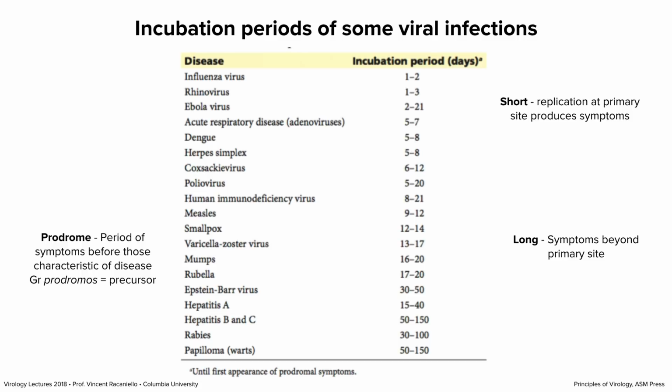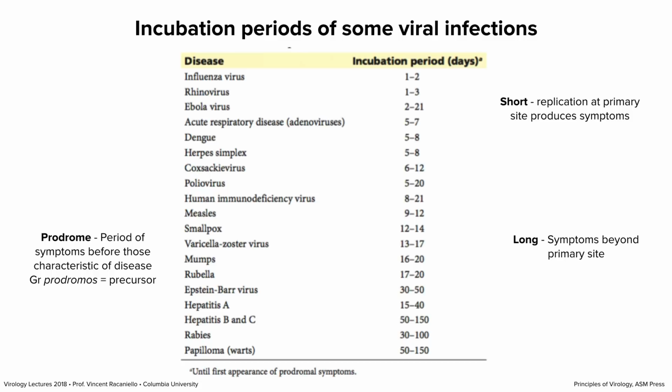And you can see viruses have intermediate incubation periods as well. A couple of days, a week, 2 weeks, 3 weeks, 4 weeks. Viruses with a short incubation period, in general, that's because the virus replicates at the same place where it produces symptoms. So rhinoviruses come into your upper tract, they replicate there, and that's where you get the symptoms of a common cold. So it doesn't take a lot of time for the virus to do that.